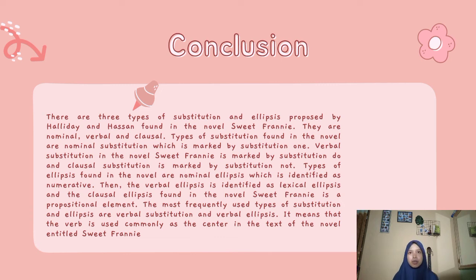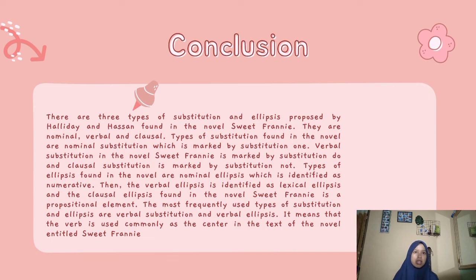There are three types of substitution and ellipsis proposed by Halliday and Hasan that are found in the novel Sweet Franny. There are nominal, verbal, and clausal. And the types of substitution found in the novel are nominal substitution, which is marked by substitution one, verbal substitution, which is marked by substitution two, and clausal substitution, which is marked by substitution not.